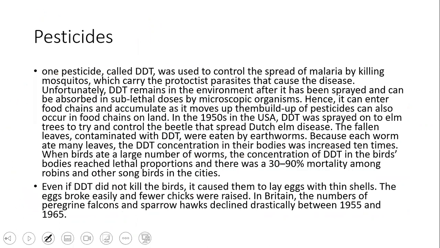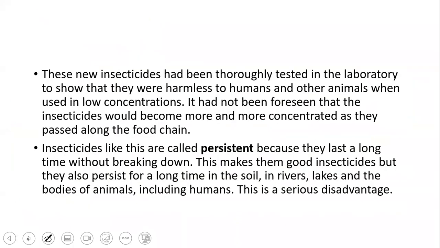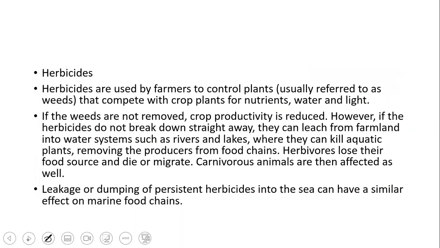This is not just for DDT. By the way, DDT was then removed. We stopped using it after we figured this out. But this is true for all pesticides, right? So this is how pesticides affect our food chain. So this is basically how insecticides are damaging our food chain.